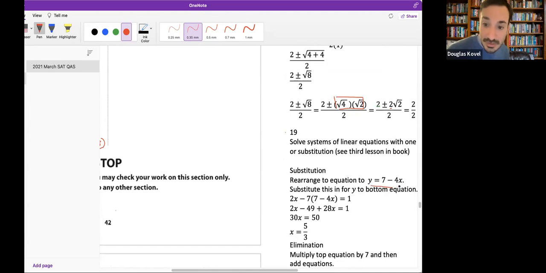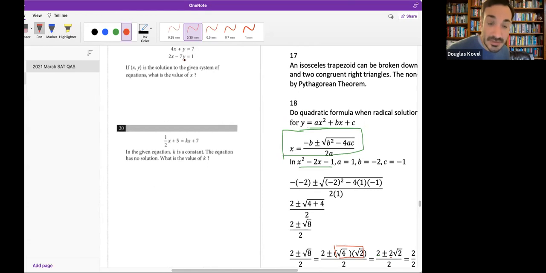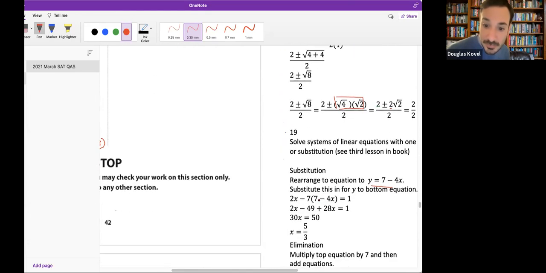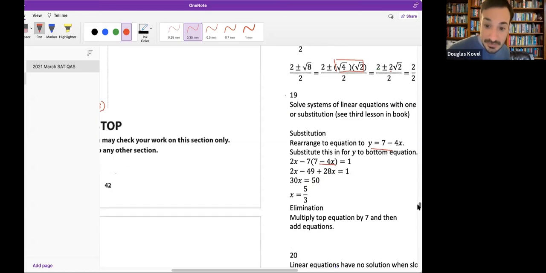y equals 7 minus 4x. So now that we know y is equal to 7 minus 4x, I could replace y in the bottom equation with 7 minus 4x. So I had 2x minus 7y equals 1, but I just replaced the y with 7 minus 4x since that's equivalent to y. And then I distribute and I end up with 2x minus 49 plus 28x equals 1, 30x equals 50, and divide both sides by 30 to get x equals 5/3.